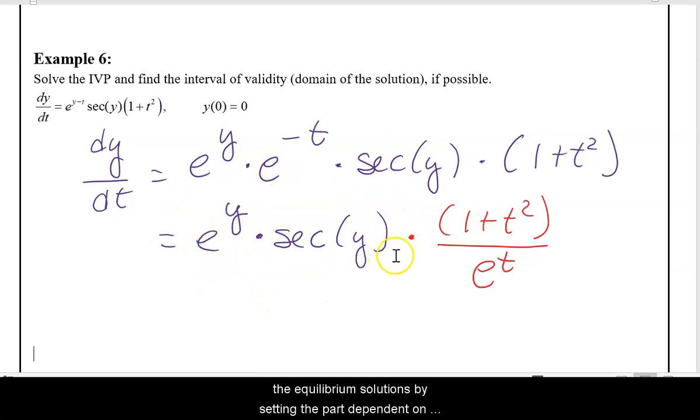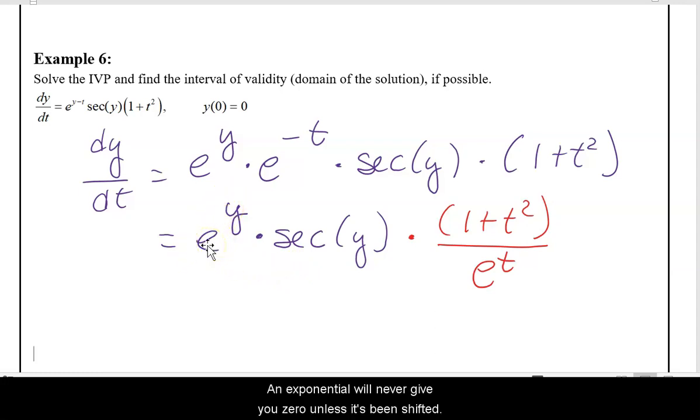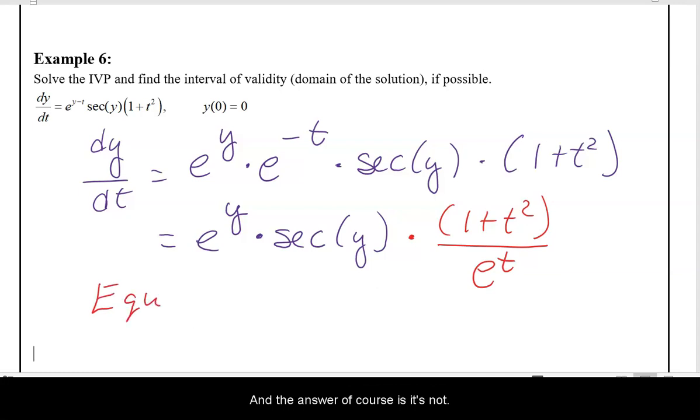Moreover, I can look at this part here and I can determine the equilibrium solutions by setting the part dependent on the dependent variable y equal to 0. An exponential will never give you 0 unless it's been shifted. In this case, our solutions for the equilibrium will come from secant of y. When is secant of y equal to 0? And the answer, of course, is it's not.